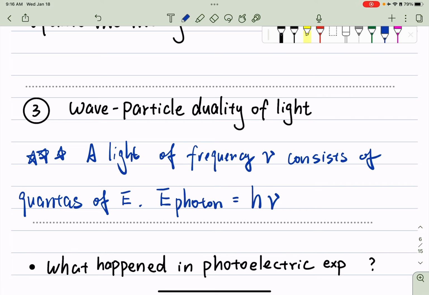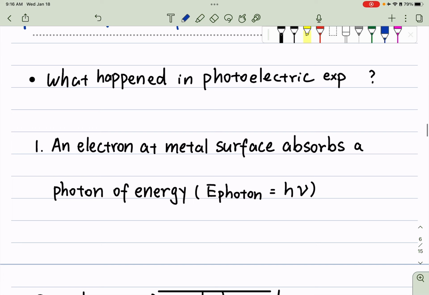So let's try using this new picture of photons being quanta of energy, with E photon equals h mu, to rationalize what is happening in the photoelectric experiments. Firstly, an electron at the metal surface will absorb a photon of energy. Again, in this case, the energy of the photon equals h mu. So depending on the frequency of the light you're using, the energy provided by that photon is going to change. So again, we have two different scenarios.